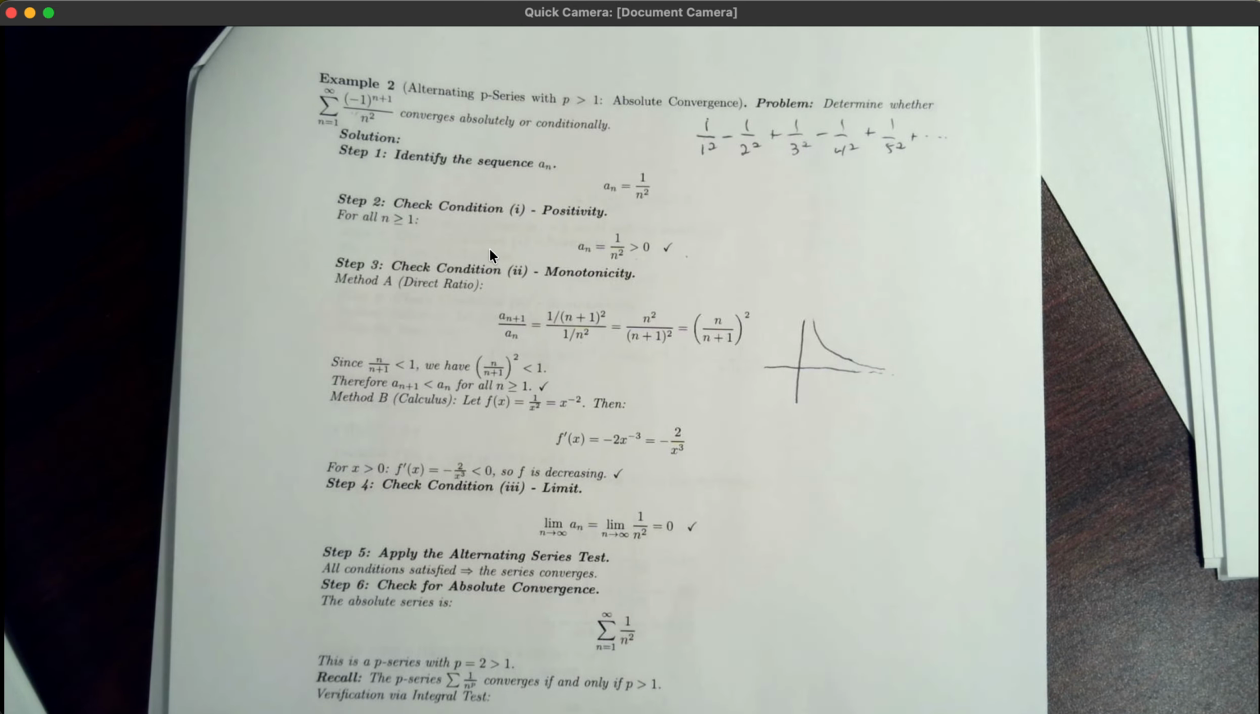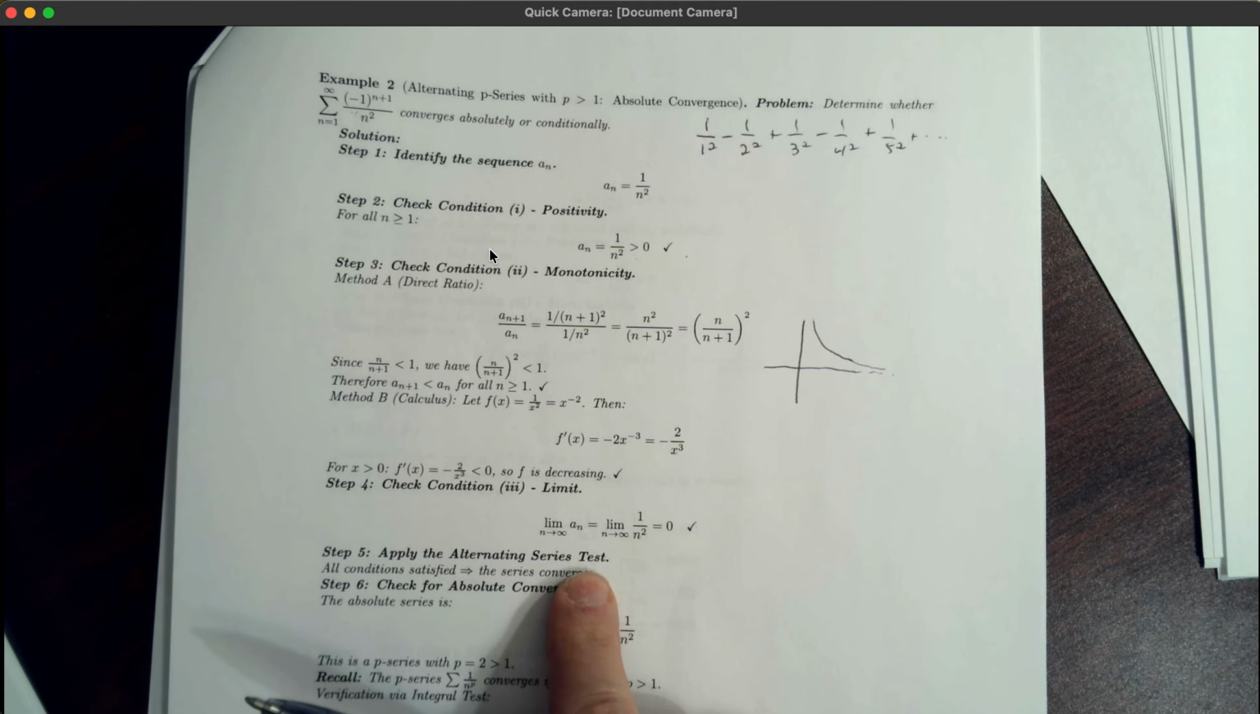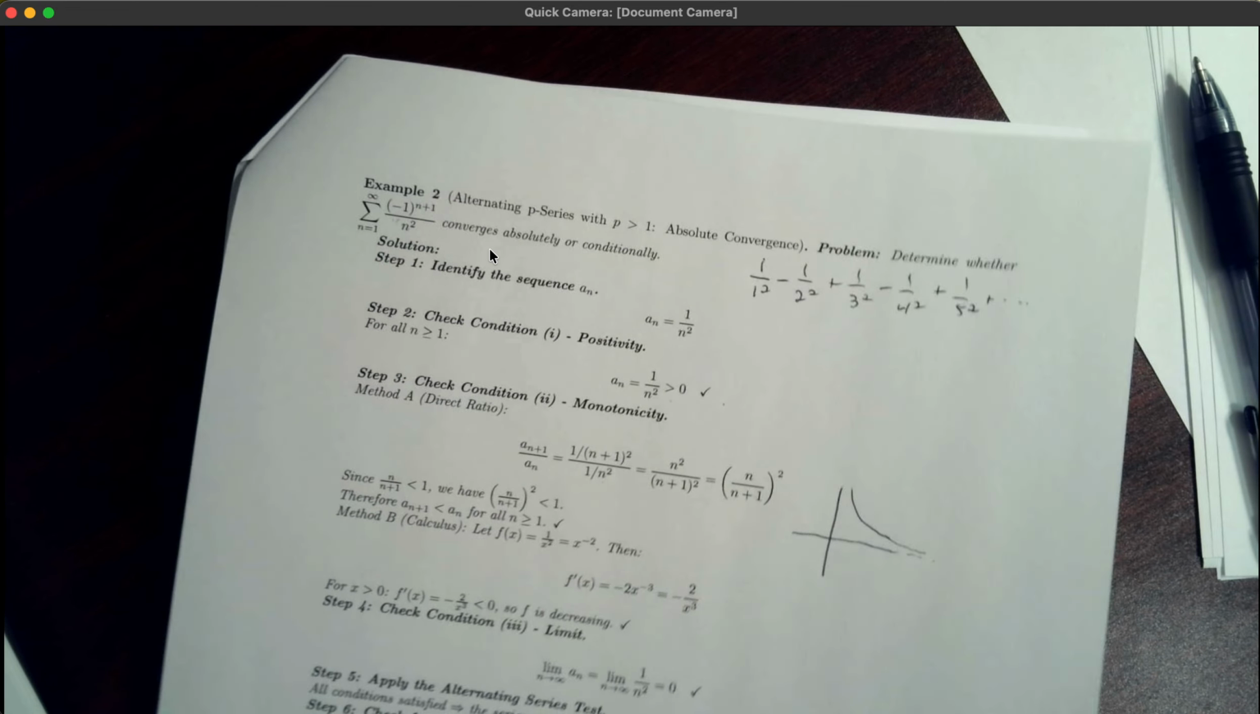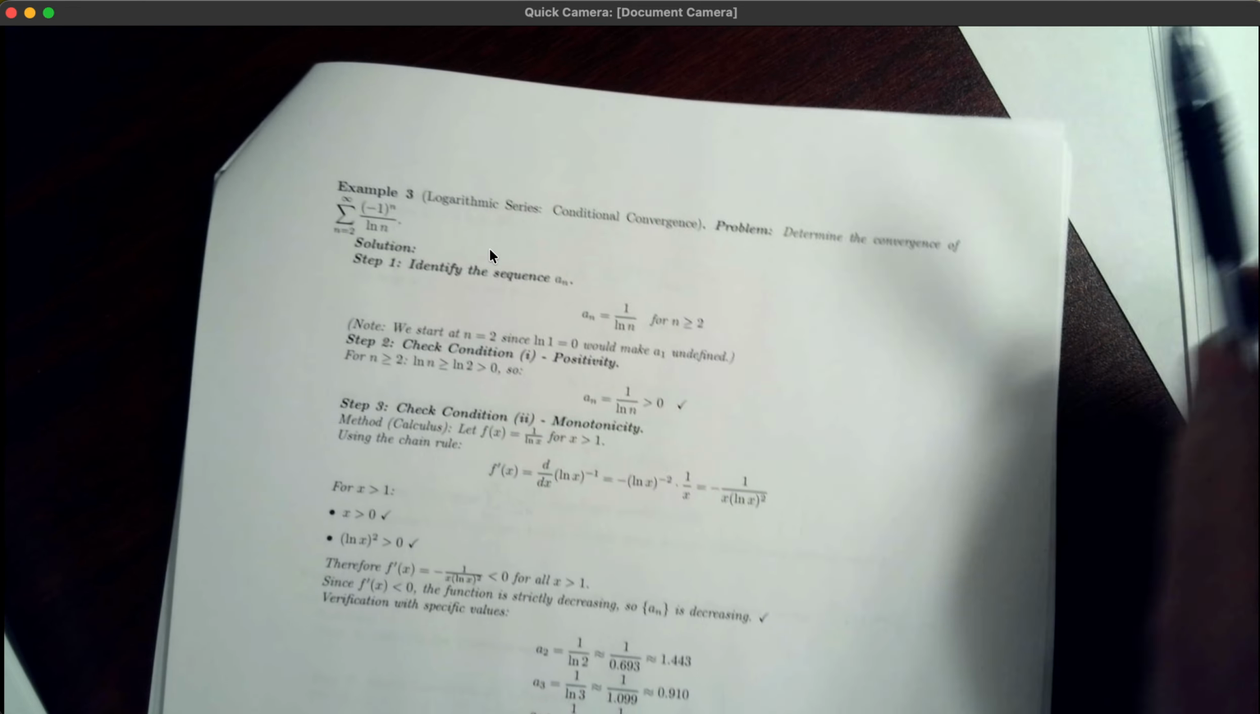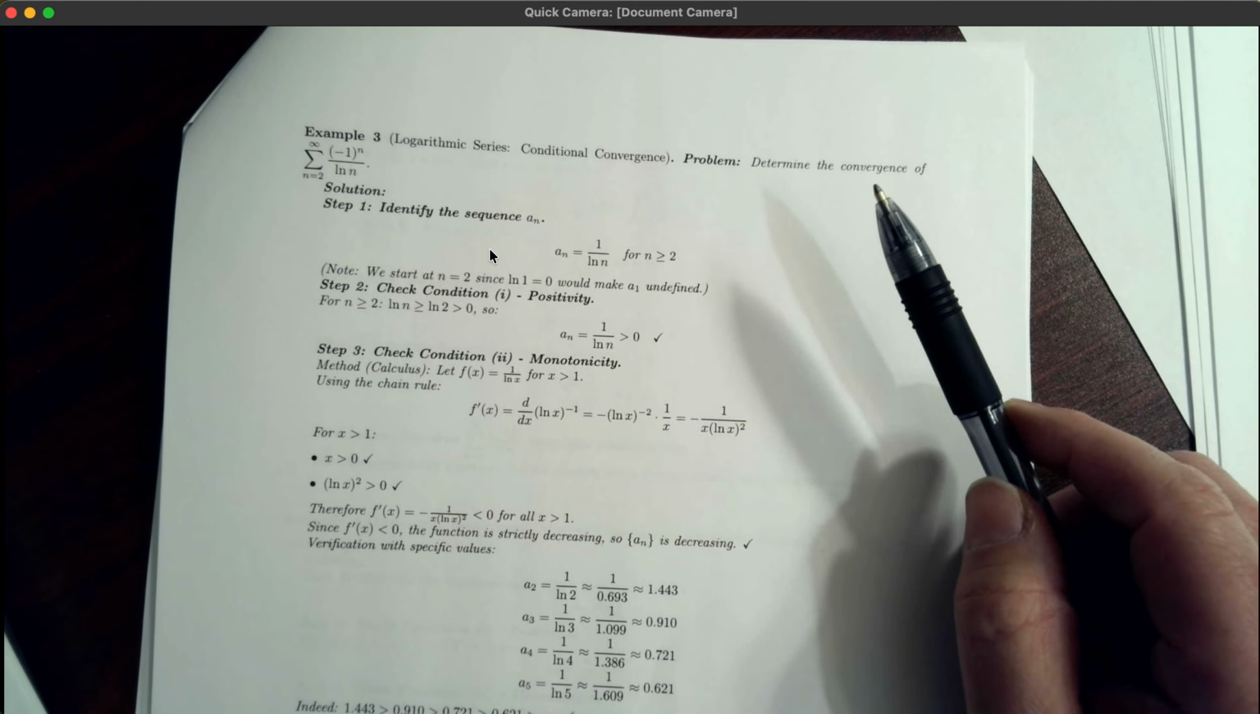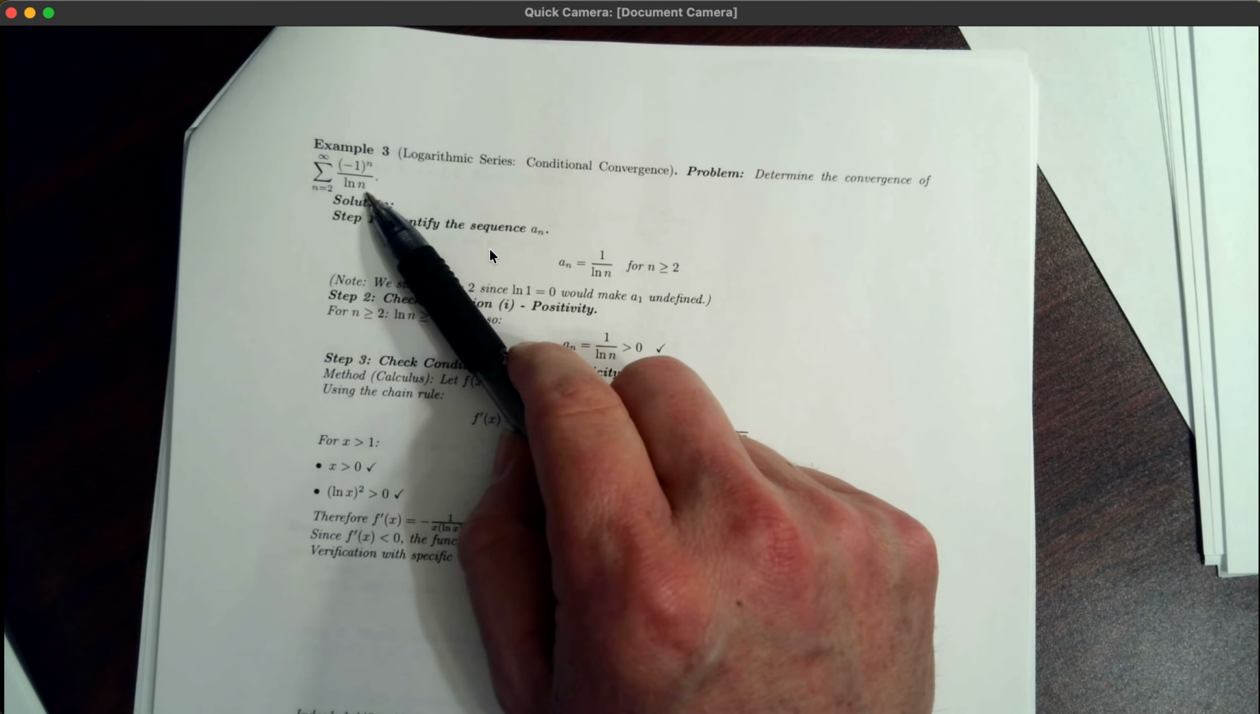But the purpose of this problem was to get some practice using the alternating series test. So just keep that in mind. That's why we did that. All right, here's another similar example: (-1)^n over the natural log of n.